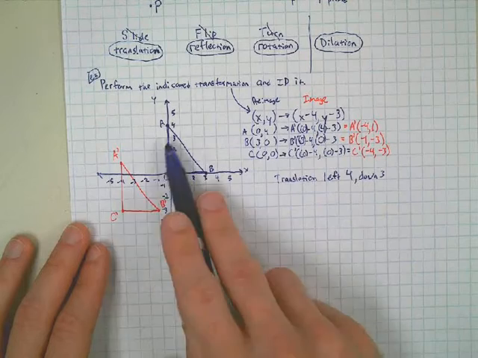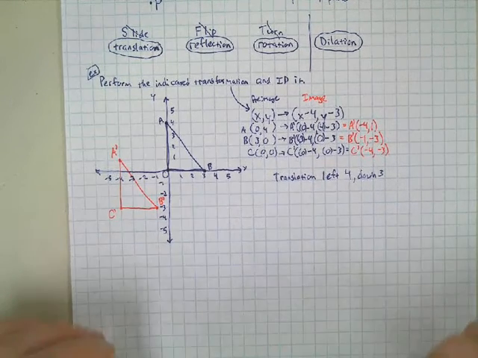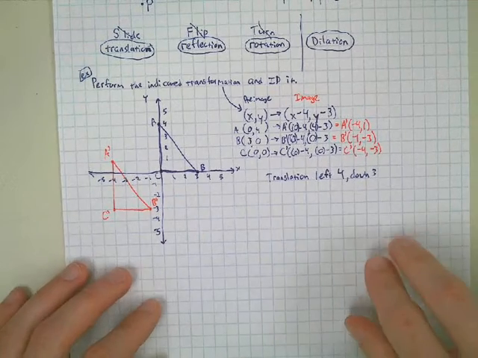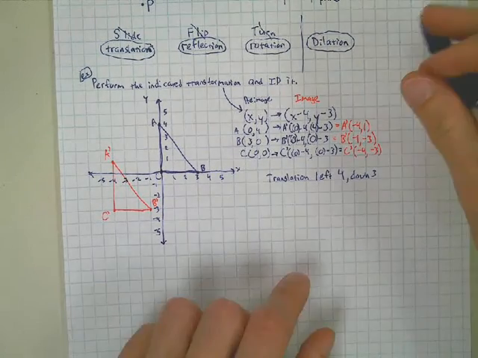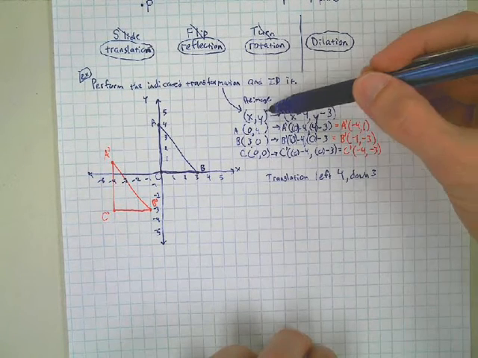Here, to go from A to A prime, we have to go left 1, 2, 3, 4, down 1, 2, 3. To go from B to B prime, left 1, 2, 3, 4, down 1, 2, 3. And C to C prime, left 1, 2, 3, 4, down 1, 2, 3. Okay? So look at your beginning parentheses.